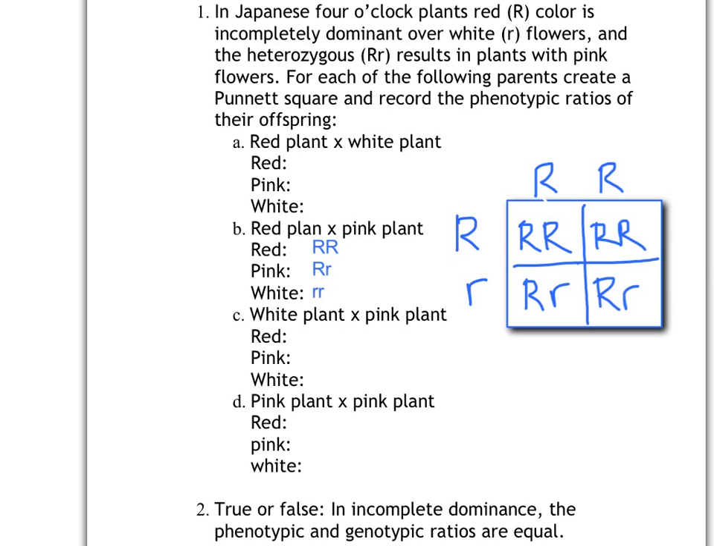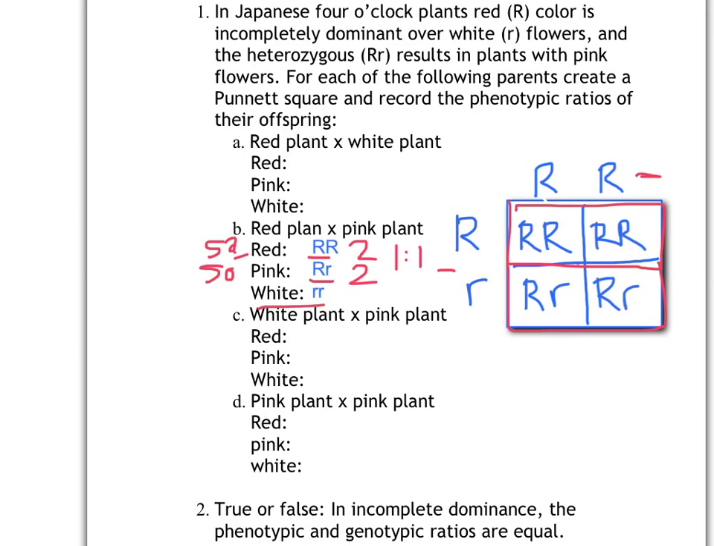Now we're going to cross a red plant with a pink plant. So here we have the red plant right here, big R, and the pink plant right here, big R, little r. I already filled in the Punnett square for you. So we have these two are red, they're RR, so we have 2, and these two are big R, little r, which we know is the pink genotype, so that's 2. 2 to 2, or 1 to 1, or 50%. But there's no white.